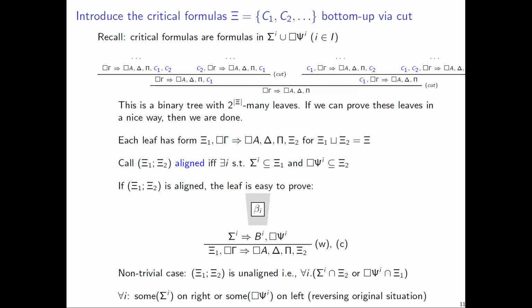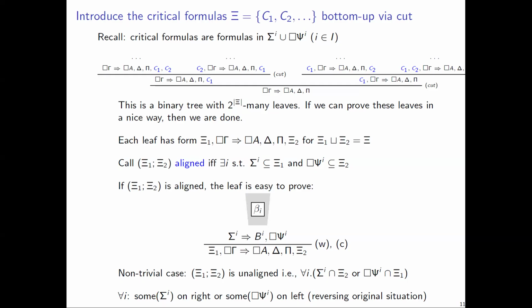Let's say that this pair is aligned if the pair extends something that you already had in the proof. Remember, these were the critical left formulas, these were the critical right formulas. So if you have C1 which extends the critical left set and C2 which extends the critical right set, I mentioned this point, then it's easy to prove, right? Because you already have a proof of this by looking into what was given as input. And in this particularly nice case, the sigma i can be extended to C1. The box phi i, which is the right critical formulas, can be extended to this one. And there you go, you've proved your leaf.